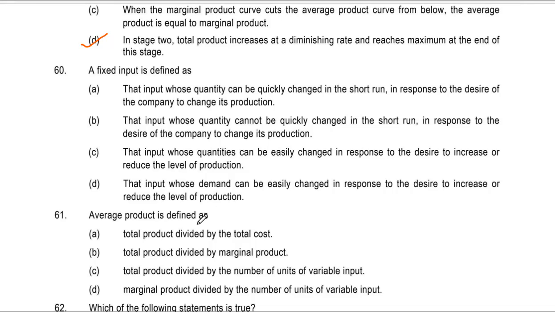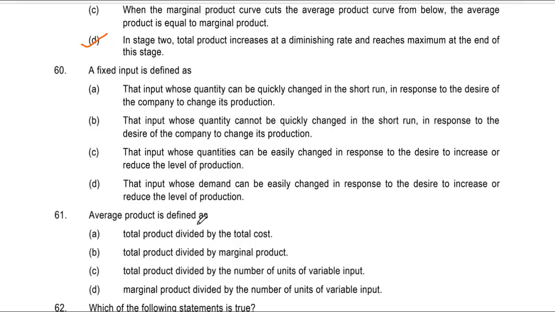A fixed input is defined as A. That input whose quantity can be quickly changed in the short run in response to desire of the company to change its production. B. That input whose quantity cannot be quickly changed in the short run in response to the desire of the company to change its production. C. That input whose quantities can be easily changed in response to desire to increase or reduce the level of production. Or D. That input whose demand can be easily changed in response to the desire to increase or reduce the level of production?